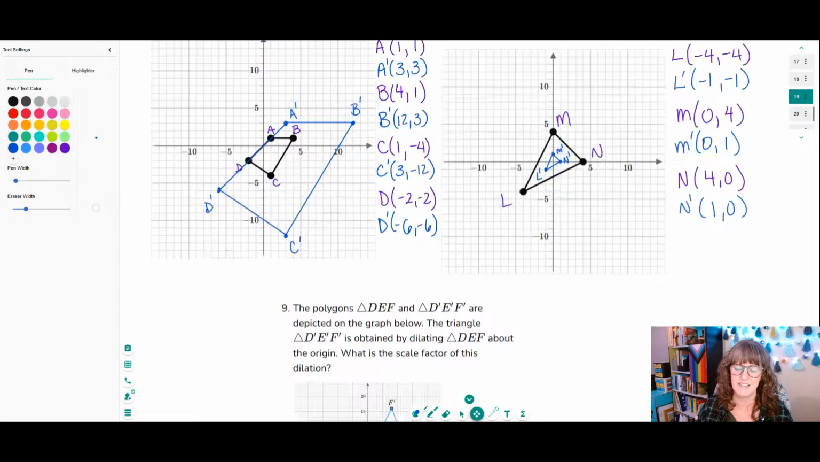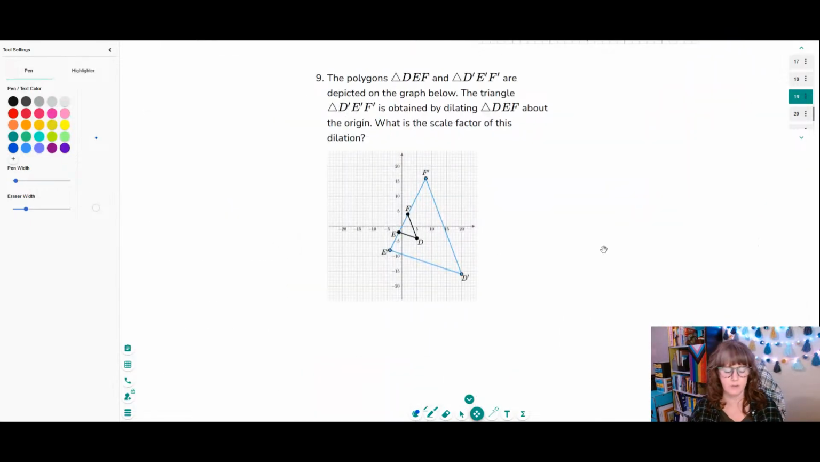All right. Last problem that we have for this one, and then we're going to take just a quick little break and then come back for the Algebra 1 problems. In this one, the transformation has already happened, and so we're going to figure out what the scale factor is. So one of the ways that we can do that, let me read this. The polygons triangle DEF and triangle D prime E prime F prime are depicted on the graph below. The triangle D prime E prime F prime, that's kind of hard to say, is obtained by dilating triangle DEF about the origin. What is the scale factor of this dilation?